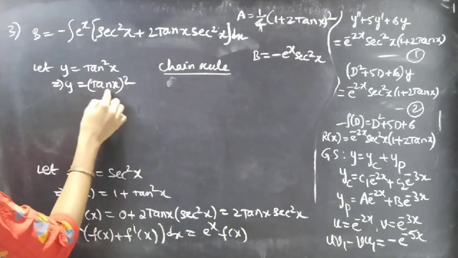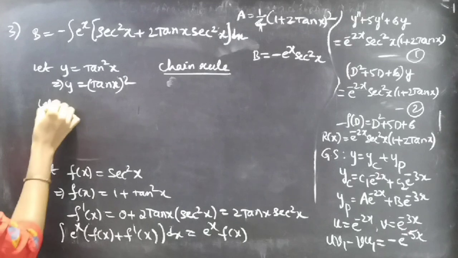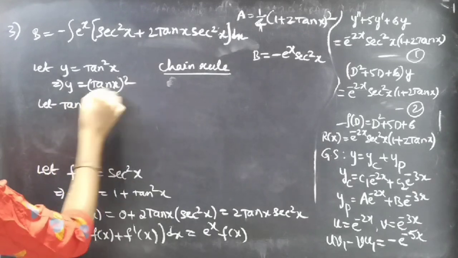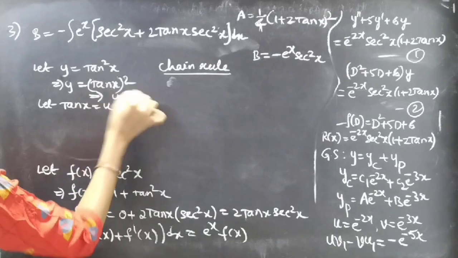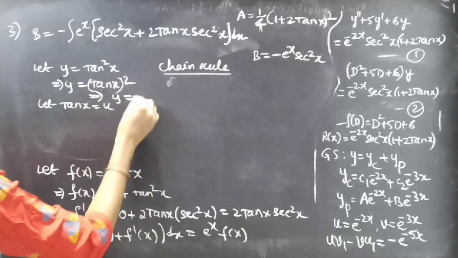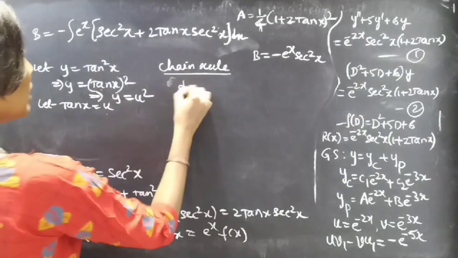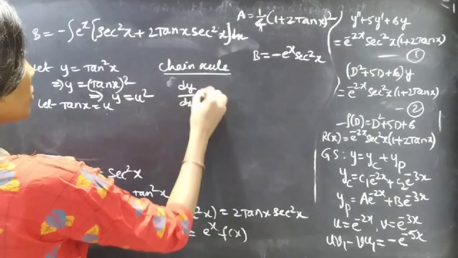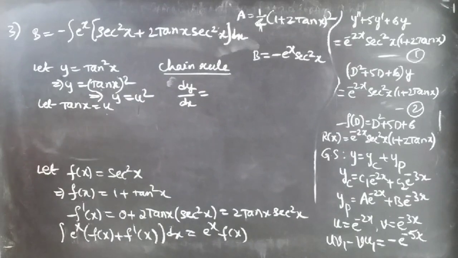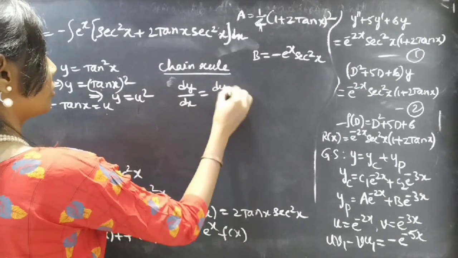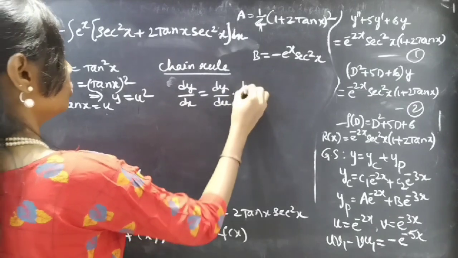Let tan x equal u, right? Then y equals, just replace tan x with u, you will get y equal to u square. Now we are going to apply the chain rule. dy by dx equals dy by du into du by dx.